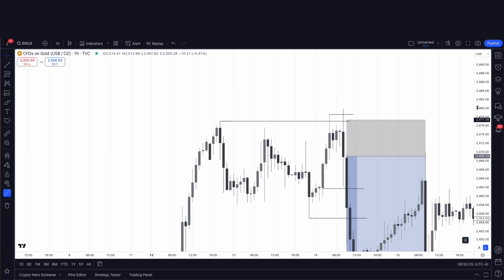You want to see players getting stopped out, and you want to see the next candle be a good candlestick pattern that can indicate a shift in structure.